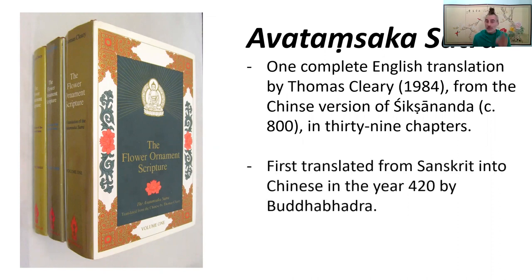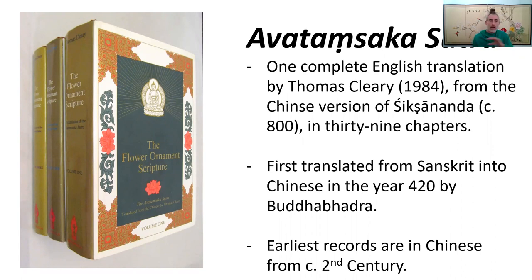Right? It was first translated from Sanskrit into Chinese in the year 420 by Buddhabhadra. So that's like the first record of a complete translation of this sutra. And by the way, the Buddhabhadra translation still exists. It's a little shorter actually than Shikshananda's. And then the earliest known records of this sutra anywhere in Jambudvipa are from about 150, 160, so the mid second century. And those are records in Chinese. And what we have are Chinese records of parts of the Avatamsaka Sutra being translated into Chinese, but not the entirety of the sutra. That would have to wait until the year 420.